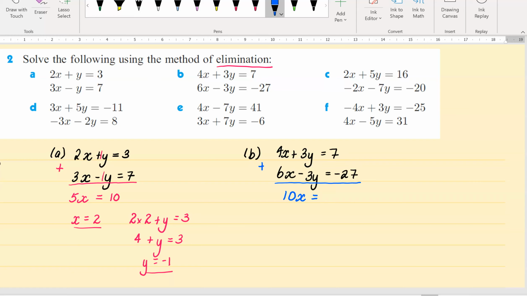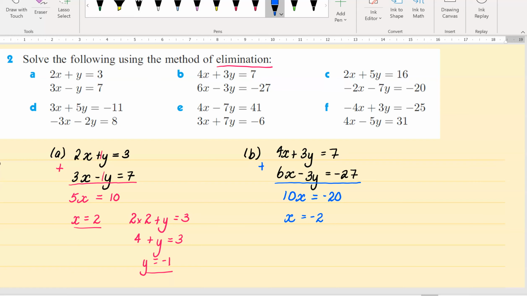It says equals, I put equals. What is 7 plus negative 27? This is where some of you have had a bit of difficulty in the past with your negative numbers. So please just check on your calculator. 7 plus minus 27, we get minus 20. How do I get rid of a times 10? We divide by 10. Minus 20 divided by 10 is minus 2.